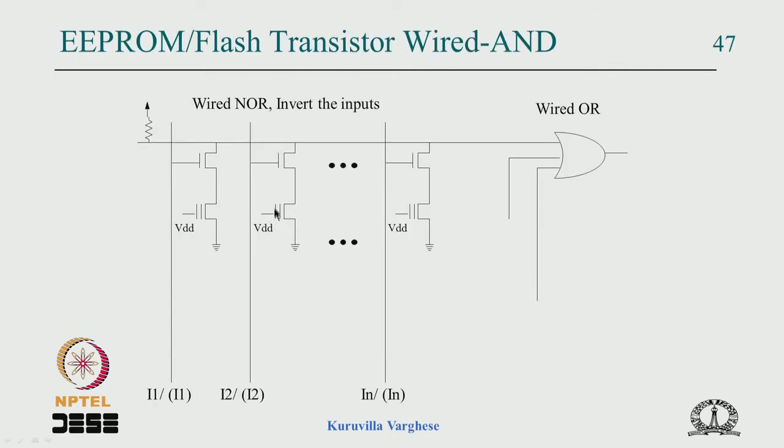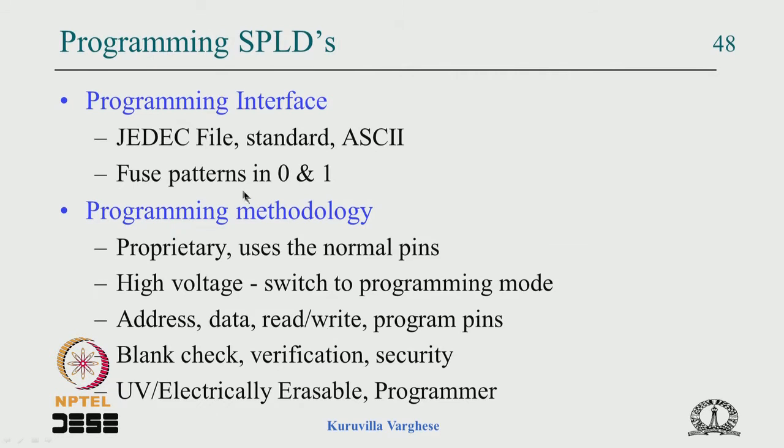So you need to put these transistors in series with a normal N transistor, and suppose you don't want I2 to make a connection to this wired AND gate, then you just cut it off, and then it has no effect. Whether it is 1 or 0, it makes no effect because it is cut off. So that is how it is programmed, and the wired AND and wired OR are formed. The programming uses a standard ASCII file called JEDEC, and the usual normal IO pins are used to program it.